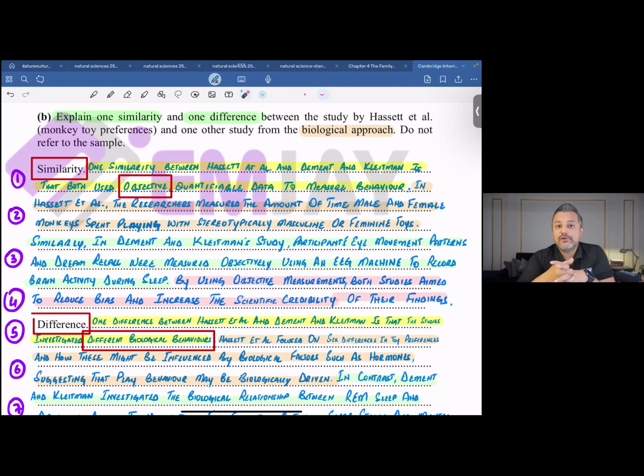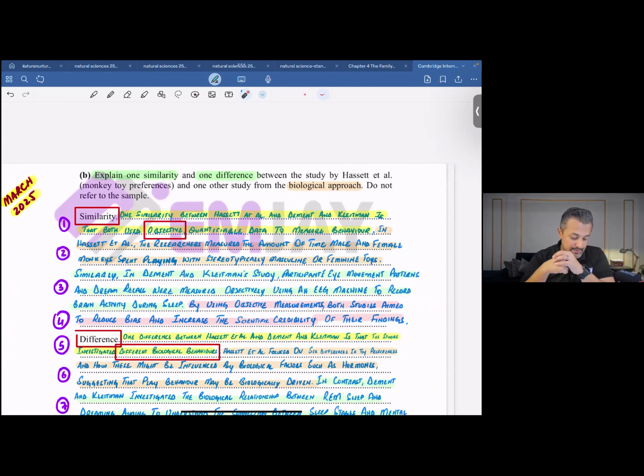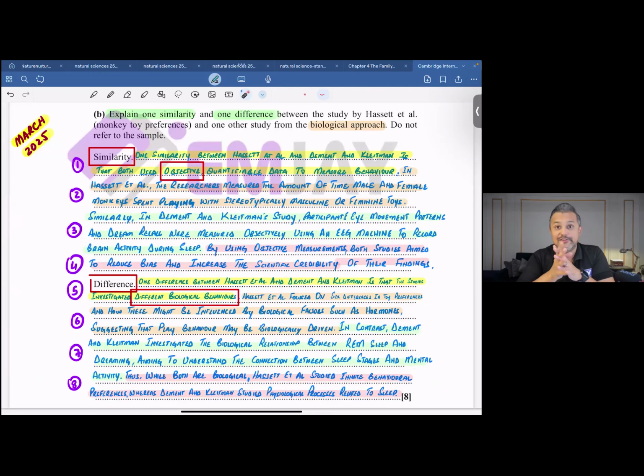Likewise, you could get a question related to assumptions. You could get a question related to the results, the findings. So make sure you go prepared, and this is just one way the examiner could test you through a typical 8-mark question. I used this particular question from March 2025 because this is recent, and I hope this has been helpful. Thank you.